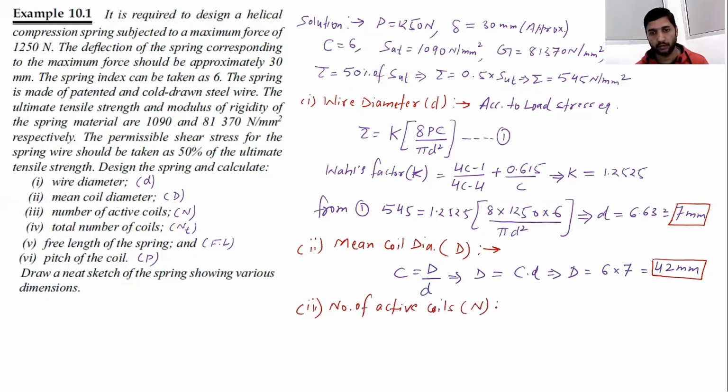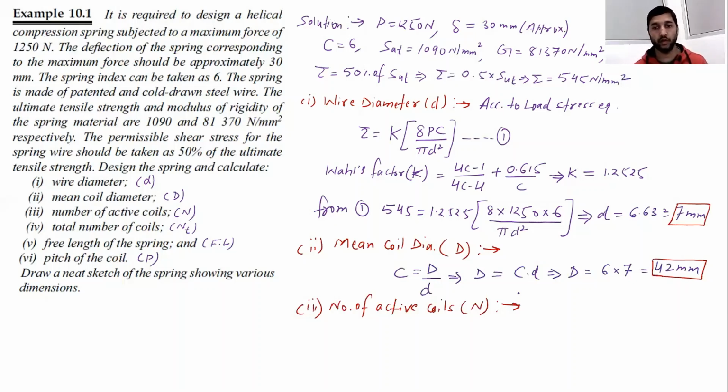And we know the notation for active coil is N. N is the number of active coils. Now, I explained to you while I was explaining how to design a helical compression spring, that the load stress equation is used in order to find out the wire diameter and the mean coil diameter. But in order to find out the active number of coils or total number of coils, we have to use load deflection equations, because there are two types of equations which we generally use in order to design the springs.